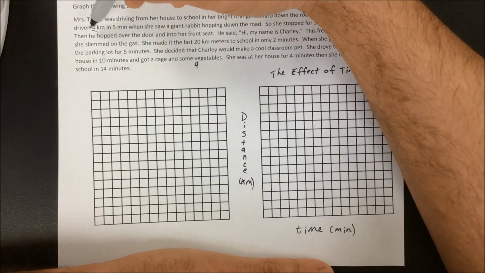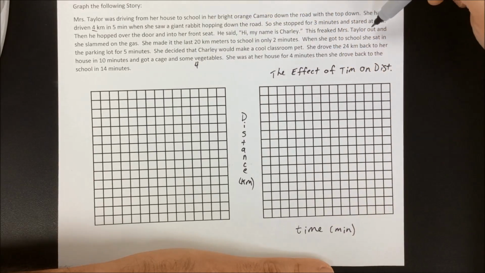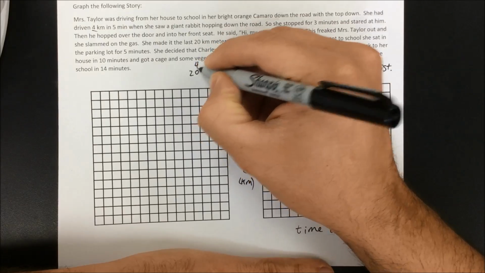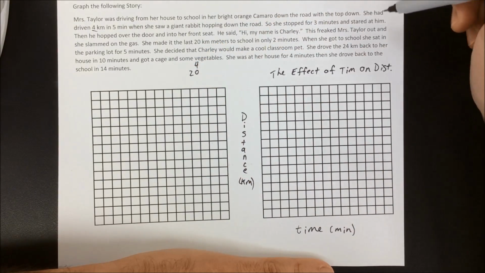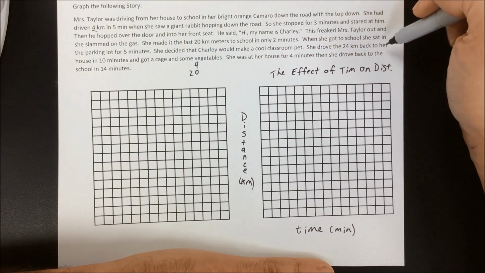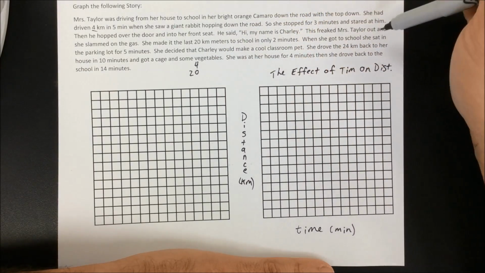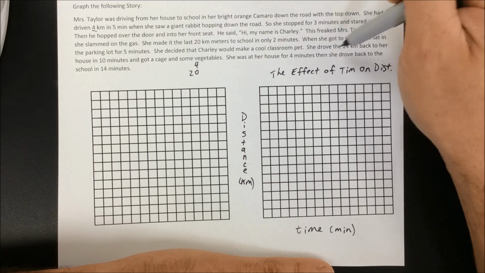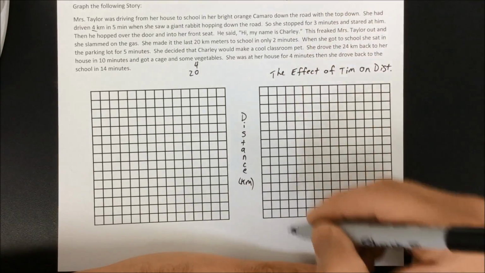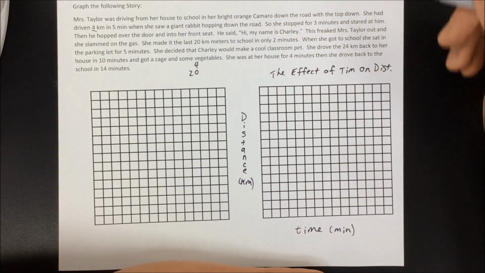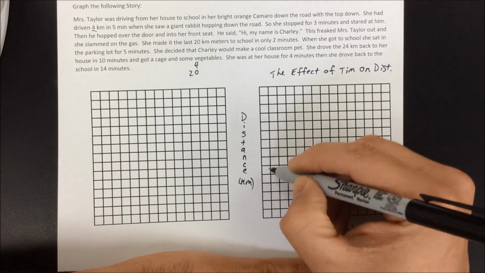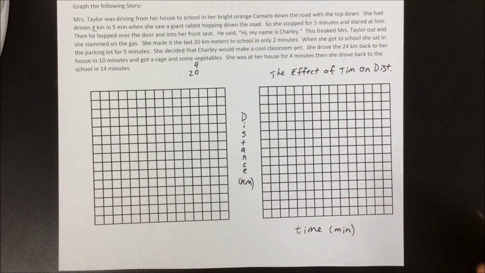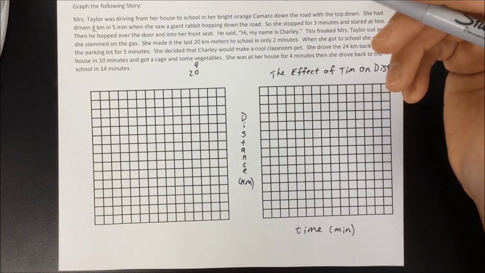And then she stopped, so she's not moving anywhere. Charlie came, freaked Miss Taylor out, and she made it the last 20 kilometers to school. So I know she went a total of 24 kilometers. And then she drove 24 kilometers back, so that's backwards, so I don't need to worry about that. And then she came back to school, which is another 24 kilometers. So I know that 24 is my biggest distance. So I've got 15 lines. So I need to go up to 24, so I'm going to go up by 2s.